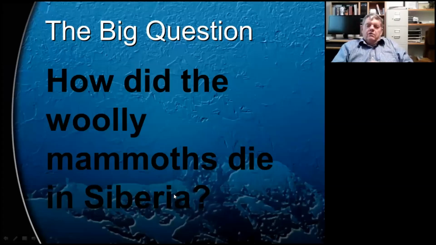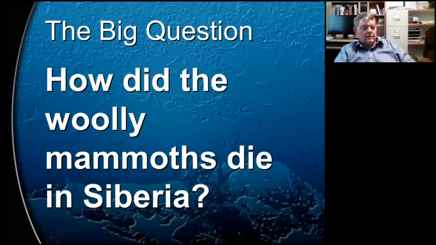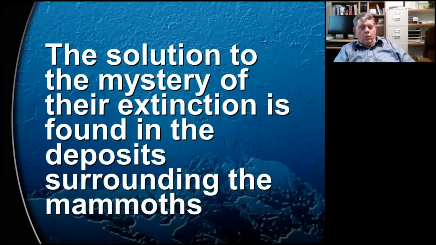So let's cut to the chase, get to the big question. How did the woolly mammoths die in Siberia? How did they die? Well, I believe the solution to the mystery of their extinction and death is found in the deposits surrounding the mammoth. Remember, I hinted at this. What kind of material are they buried in?